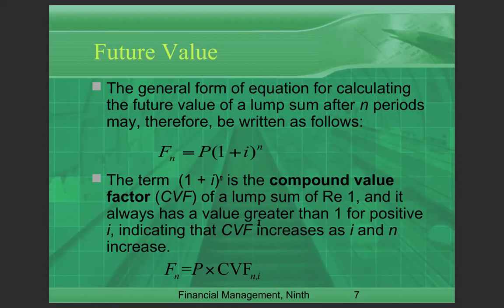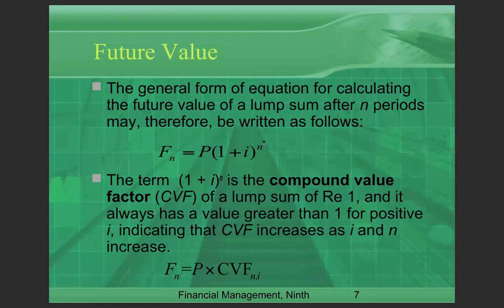210 is your return. The future value will be 210. Now let's have an equation here. What is this Fn? Fn is the future value, which is equal to P, the principal, multiplied by 1 plus interest to the whole power period.